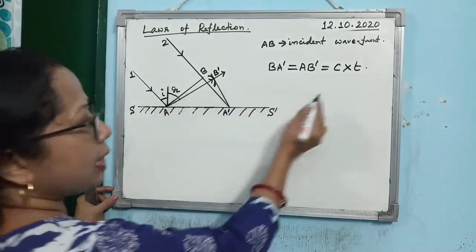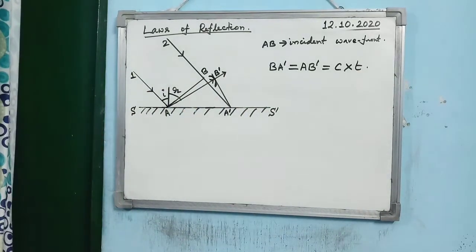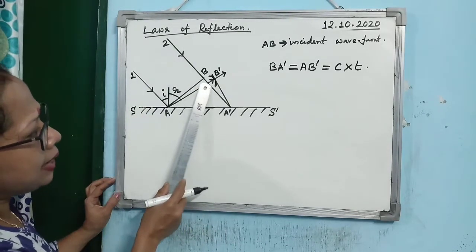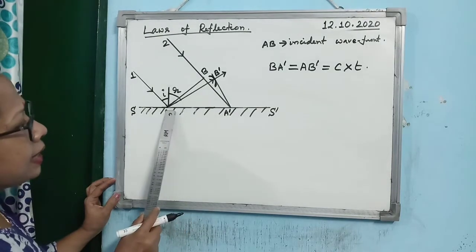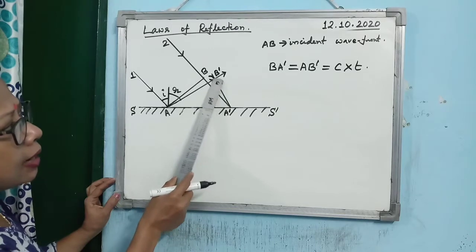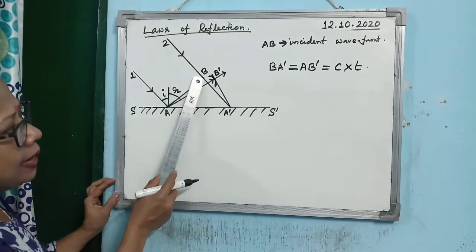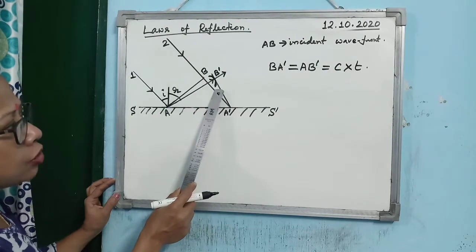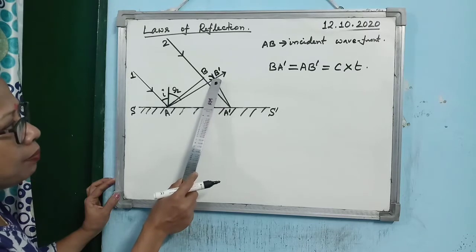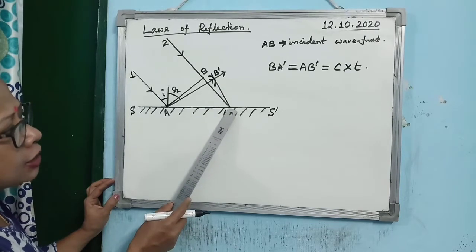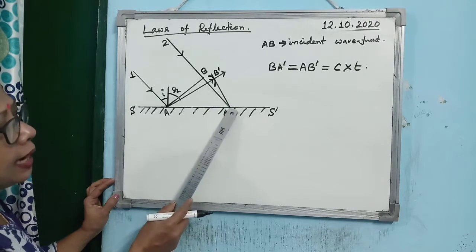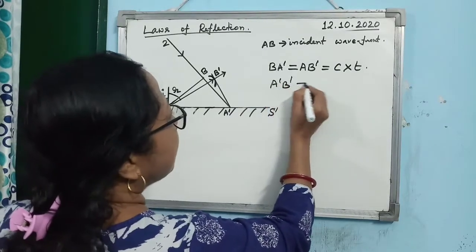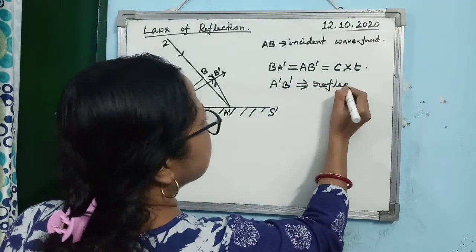Here I have considered it is in air, so it will be C into T. Is that clear? That's why I have taken BA dash as radius. Centering the point A, I have drawn an arc, with BA dash taken as radius, and I have named it AB dash. Then from the point A dash a tangent is drawn to the arc, that is A dash B dash. So this A dash B dash is the reflected wavefront.